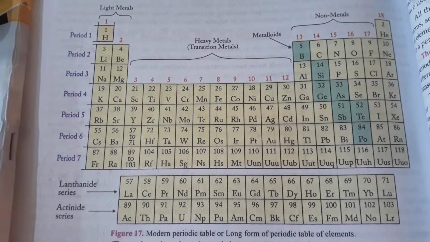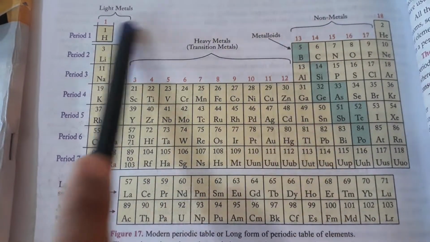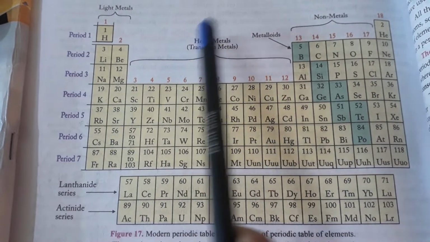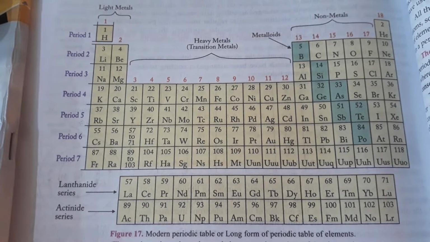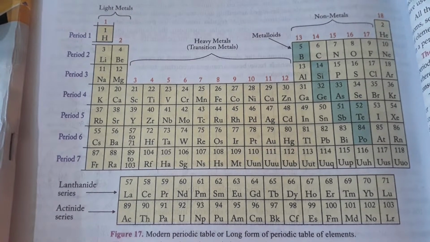In 1930, Moseley proved that atomic mass is not the fundamental property of an atom. Instead, atomic number is the fundamental property of an element. So Moseley's periodic table, also called the long form of the periodic table or the modern periodic table, is based on the atomic number of elements. Why it is based on atomic number and why it is more useful, we discussed in my previous video lecture.